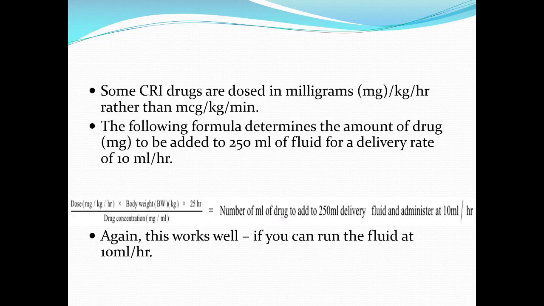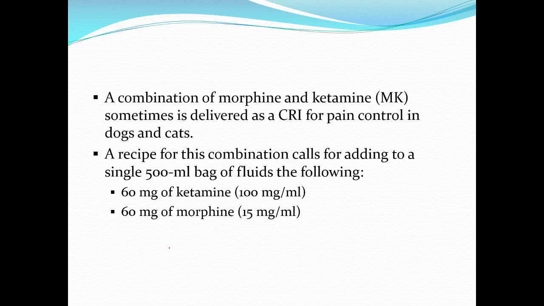Okay. So if we're doing a 250 mil constant volume at a constant delivery rate, say you can run the fluid at 10 mils per hour. These only work if you know that you can run the fluid rate at a certain amount.